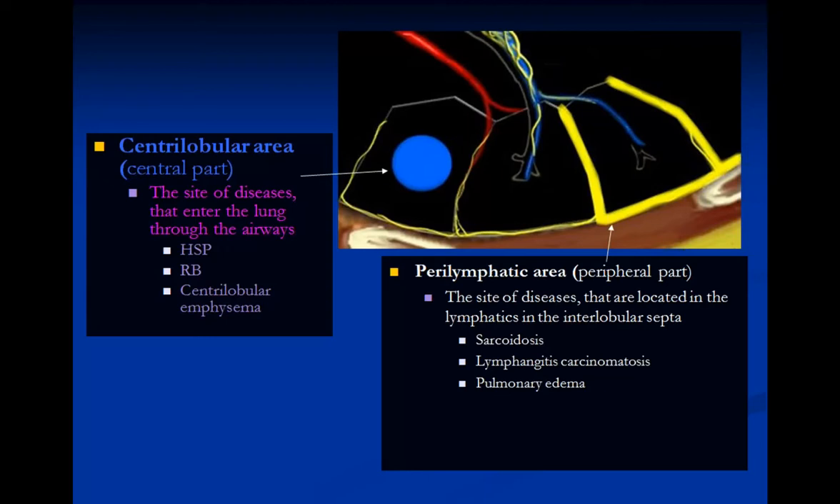Perilymphatic area, the peripheral part: the disease has to happen in the interlobular septa, along the lymphatics, along the perilymphatics. So the disease has to happen in the interlobular septa to form a perilymphatic spread appearance of the interstitium. Examples are sarcoidosis, lymphatic carcinomatosis, and pulmonary edema.